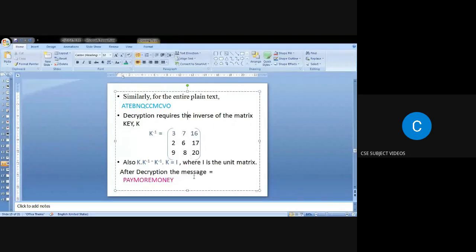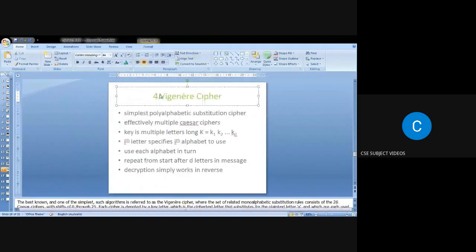Finally, you have to perform modulo 26, and you will get the recovered plain text: pay more money. Is it clear? Okay. Next we can go with the Vigenère cipher.